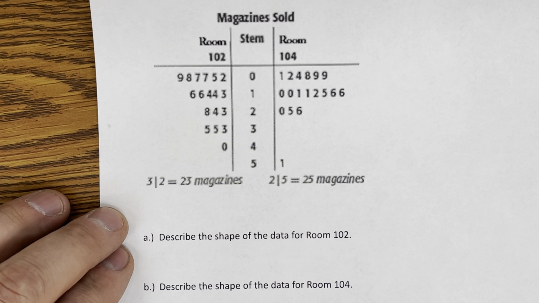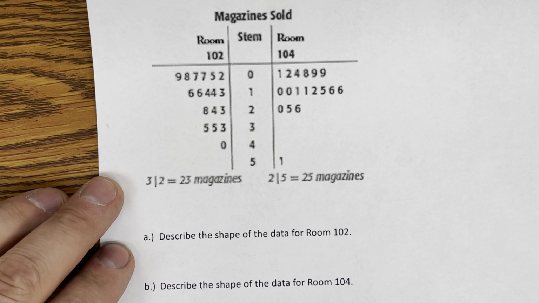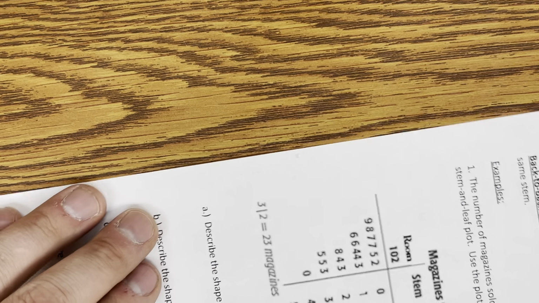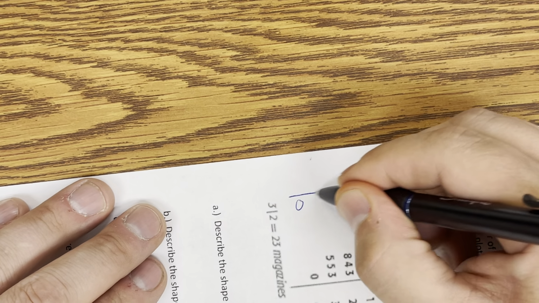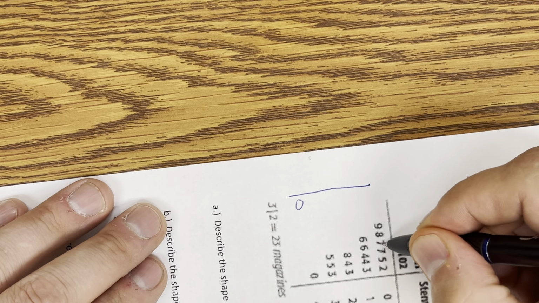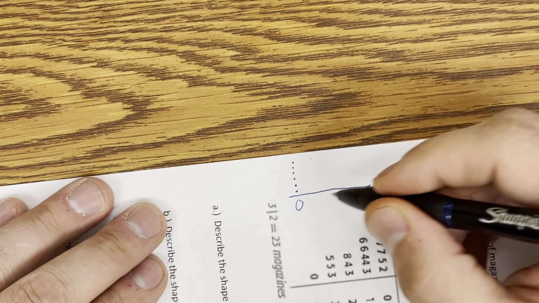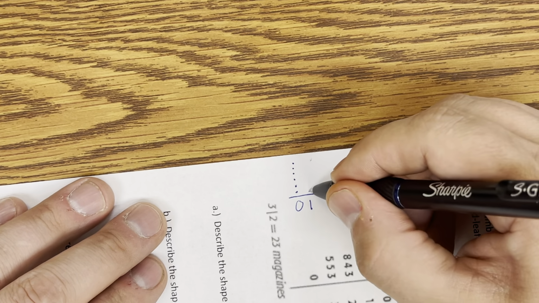So if I look at room 102, when I organize the data, when I look at the zeros, I'm going to actually draw this out in a dot plot. I have the number 0, 2. So for my zeros, I have quite a few. I have 1, 2, 3, 4, 5, 6. For my ones, I have 1, 2, 3, 4, 5 of them.